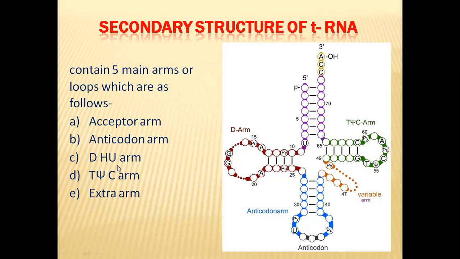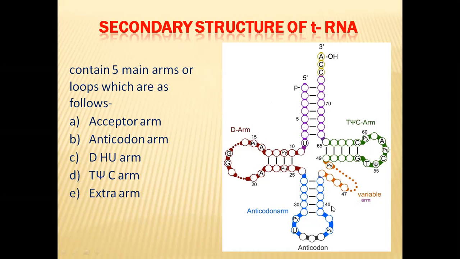And another one is the D arm. The D arm will be on the 5' end side, and opposite to this, on the 3' end, we will have the T arm, or T pseudouridine C. In place of uracil, pseudouridine will be there. Pseudouridine is similar to uracil. So the TΨC arm will be there on the 3' end.